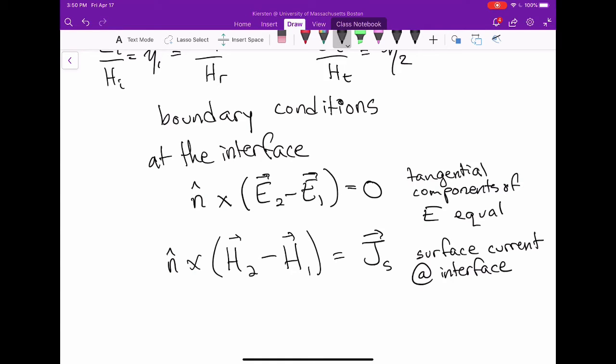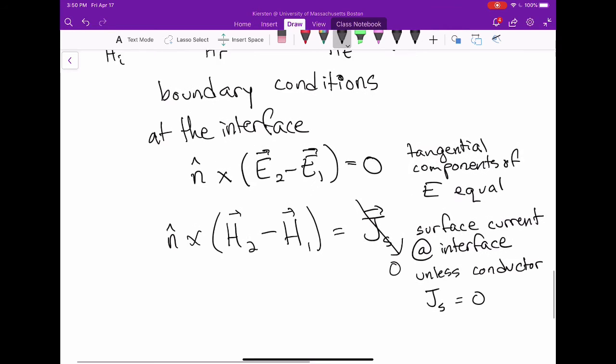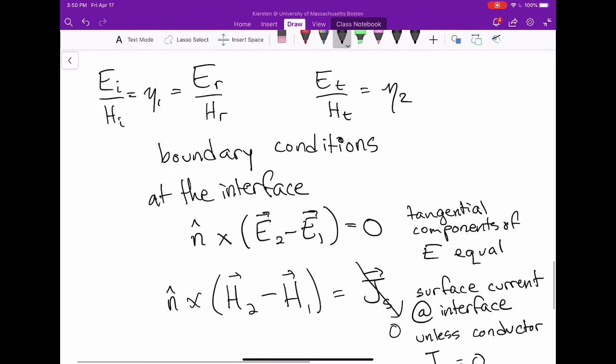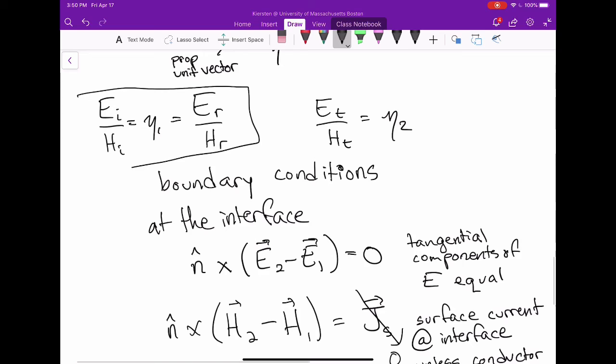Which, unless you're working with a good conductor, doesn't exist. Or I guess if you had some impressed surface current source at the boundary. But for right now, we don't have that, so that's also going to be equal to 0. Under those conditions, here's the situation that we have. These are our boundary conditions, and these are the relationships that we have to maintain between the electric and magnetic fields.